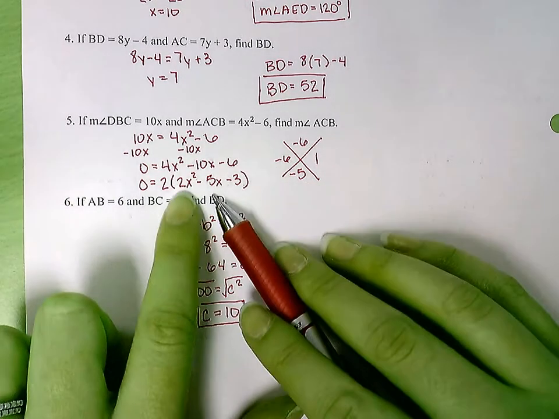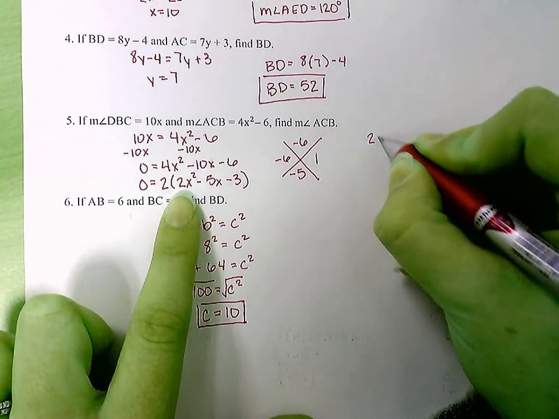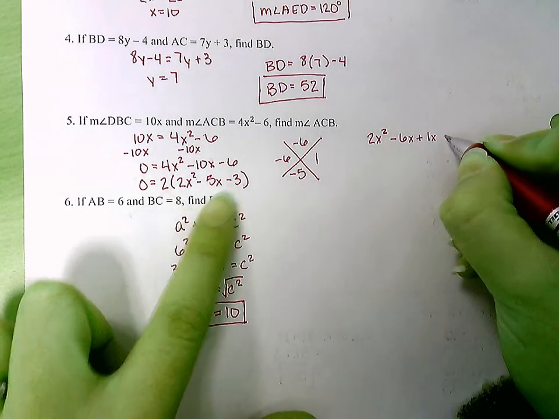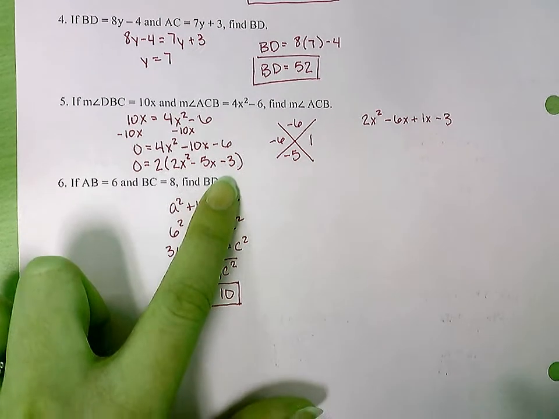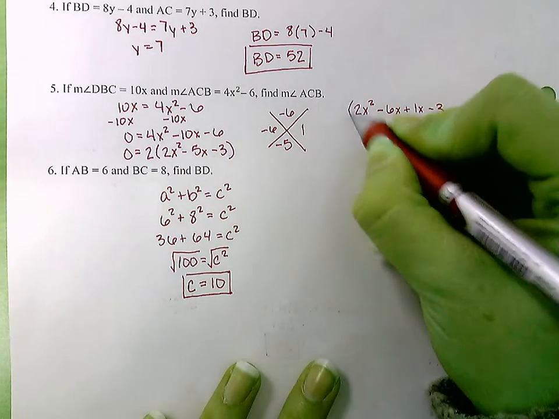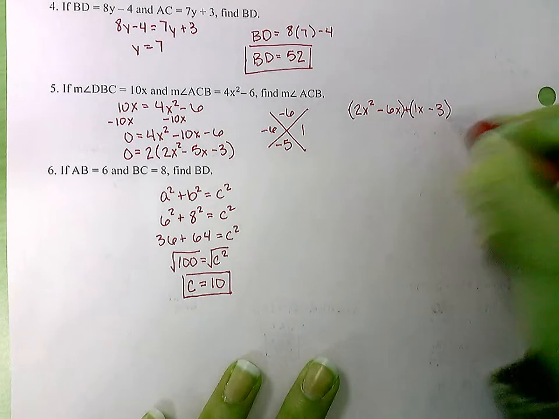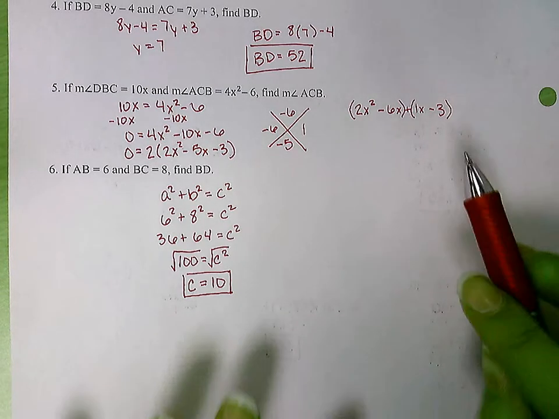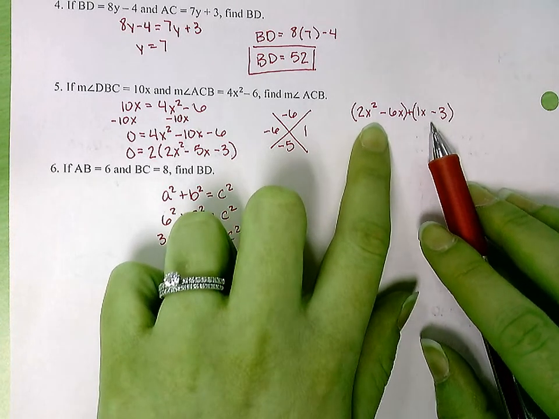So now instead of writing this negative 5x here, I can write this as 2x squared minus 6x plus 1x, then minus 3. So I split this. Okay? So I'm going to group this section and group this section. Now in each of these groupings, I want to see if I can factor anything out.